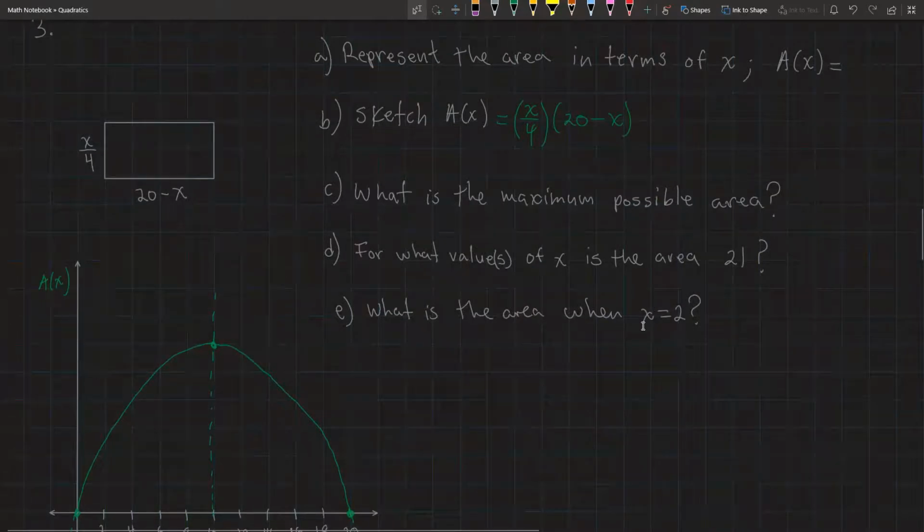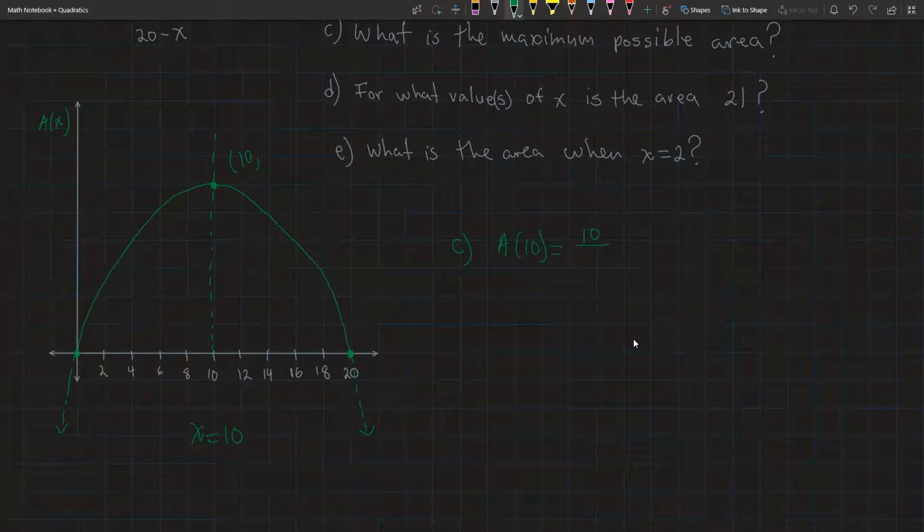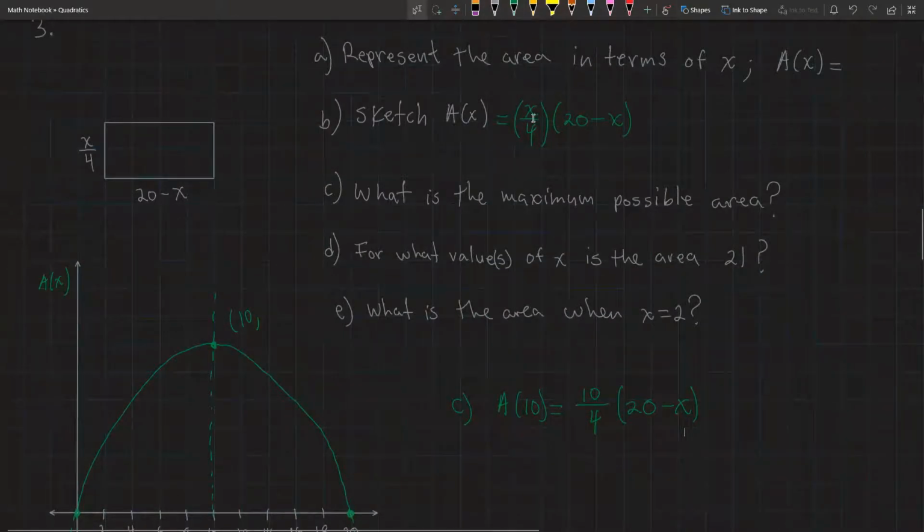Next thing is to find the maximum possible area, which we have half of that piece of information. It better be 10 comma something. So let's figure it out right here. Letter C: what is the area when x is 10? And remember that it was 10/4 times 20 minus x. If you need to verify that, there's the equation: 10/4 times 20 minus, oh, I meant to write 10. Good thing I double checked that.